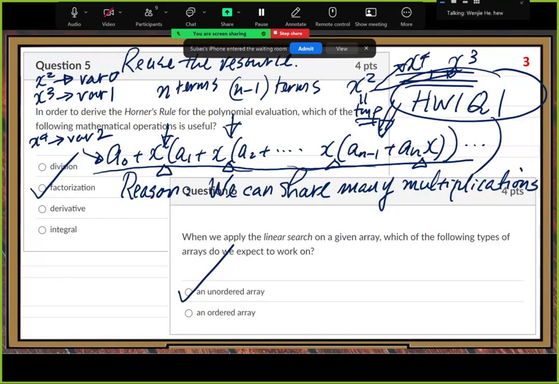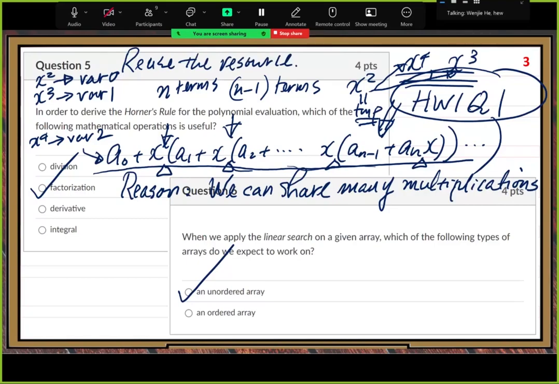We know the computer does not have eyes. The computer cannot see. If you do not do the checking work, the computer cannot see that the data is ordered. The computer does not know the data is ordered. Even if the data is ordered, it does not know it. So you still apply the linear search on it.